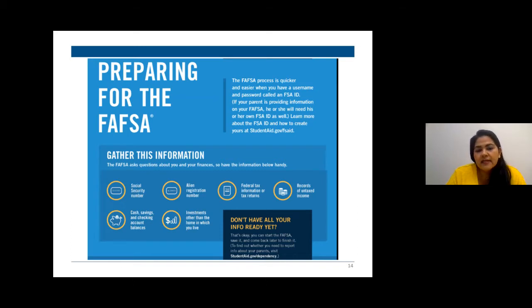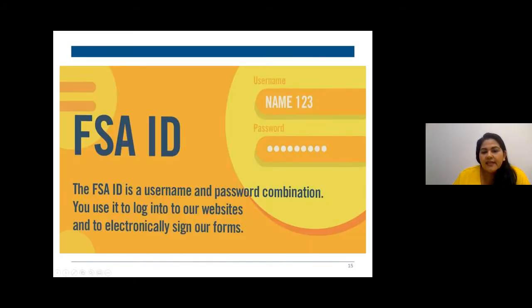The next slide is a slide on FSA ID. FSA ID is the username and password combination that is used through the FAFSA website to electronically sign your form once it's ready to be submitted. As a student, you would want to create your own FSA ID. And you can actually create your FSA ID today. And if you are the parent, you would also want to create your own FSA ID.